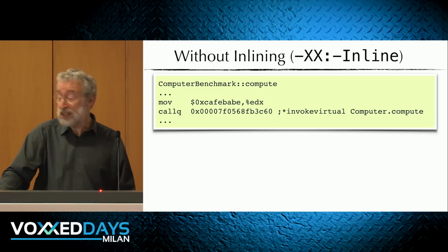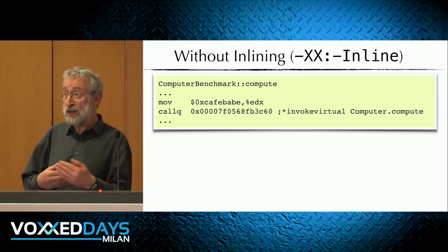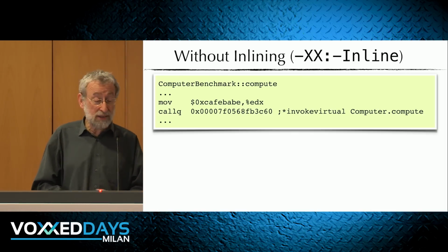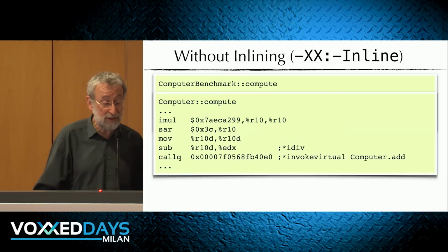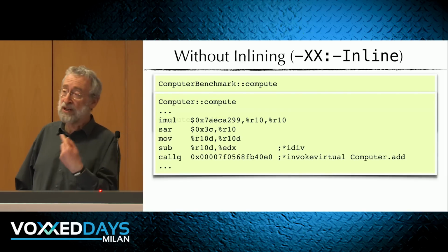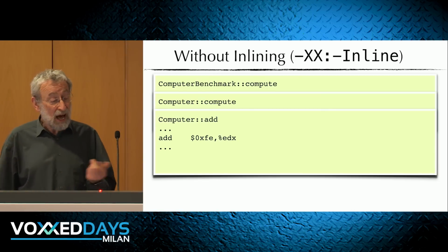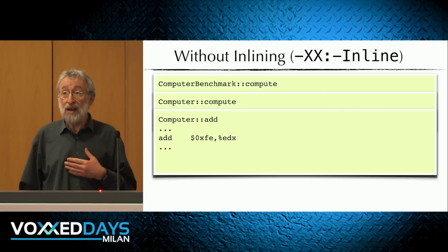So without inlining, the native code that is generated for our little program looks like this. This is the key part of what the compute method does. That was the benchmark compute method. This is what the actual compute method that we were looking at does, and this is what the add method does.